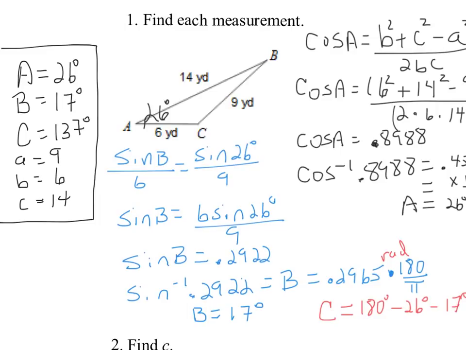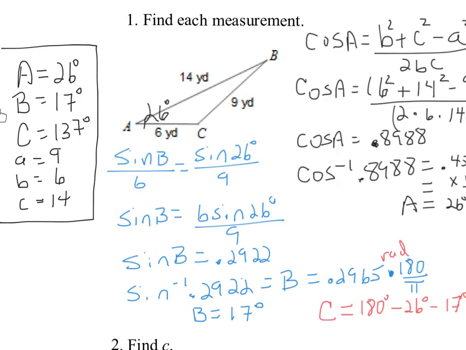All right, so what we've got is angle A is 26 degrees, angle B is 17 degrees, angle C is 137 degrees. Side A is 9. That's the side opposite of angle A, 9. Side B is 6, and side C is 14.